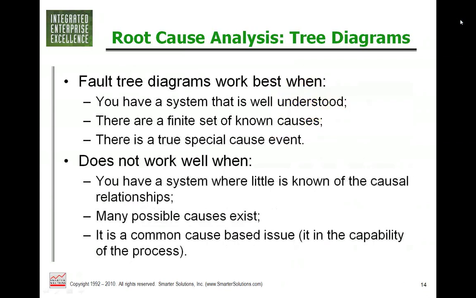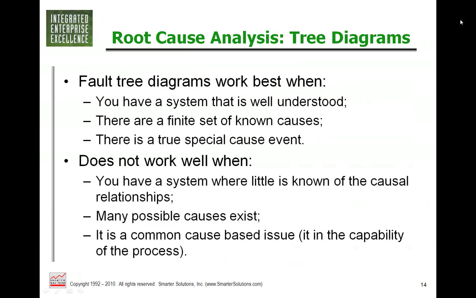Now, these tools work best when you've got a system that's very well understood. In other words, all the causations are generally known. There's a finite set of known causes, so it's not an infinite thing. I mean, you wouldn't consider a meteor hitting the power pole is a reason you lost power. But it really is extremely effective when you have a true special cause event. Now, here I'm talking about using the tree diagram for root cause analysis, not as a brainstorming substitute, and it works there. Where does it not work?